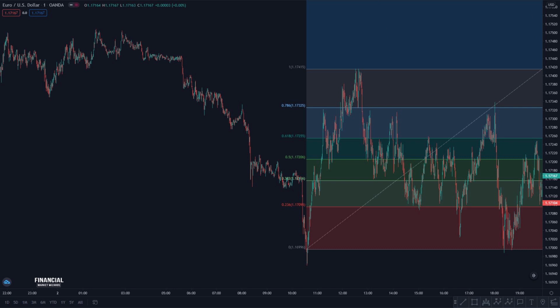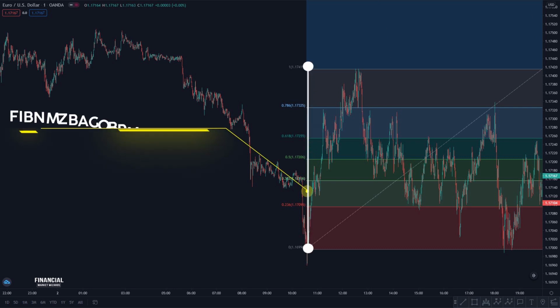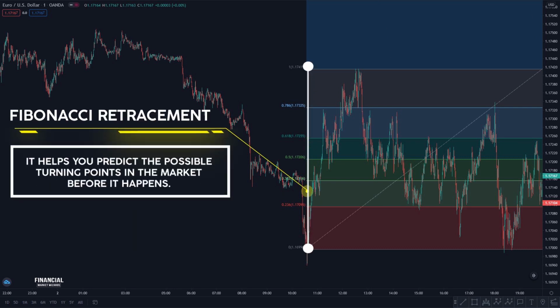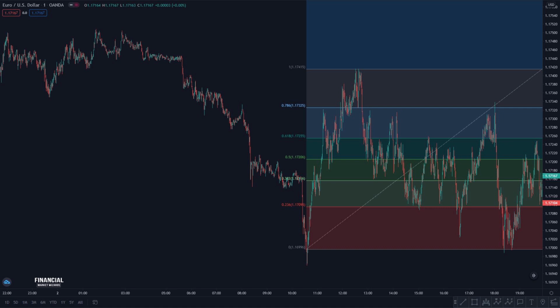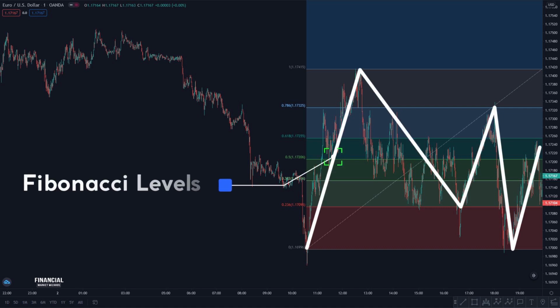Another tool that is a leading indicator is the Fibonacci retracement and extension. It helps you predict the possible turning points in the market before it happens. Contrast this to a lagging indicator which only generates a signal after the price has already started to move. Fibonacci allows you to act before the fact.